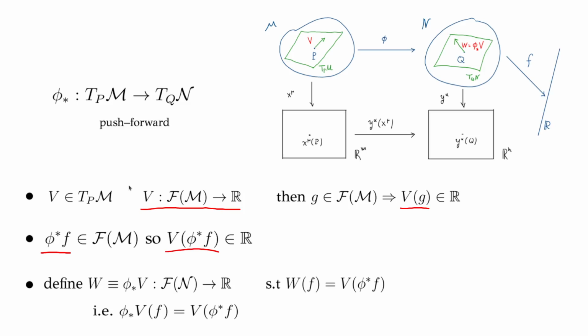That will allow us to define a vector at the point Q. In order to define such a vector, we have to know how this vector is acting upon any function f of N. So we define this action of the vector w on any function f on N to be the same as the action of the chosen vector v at the point P on the pulled back function phi star of f. Phi star of f is a function on M, v of phi star of f is computable and is a real number.